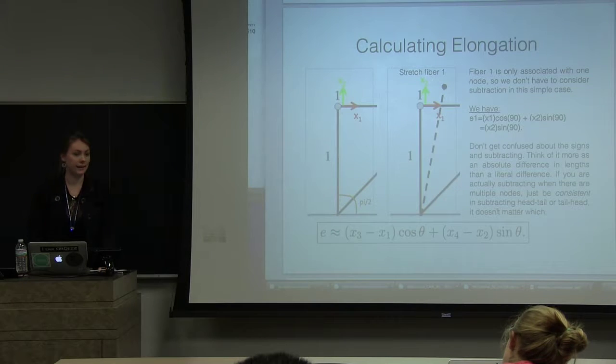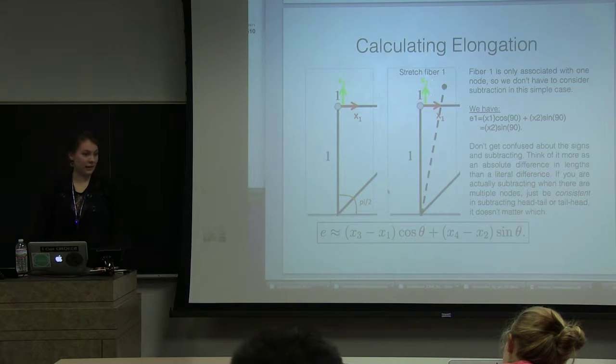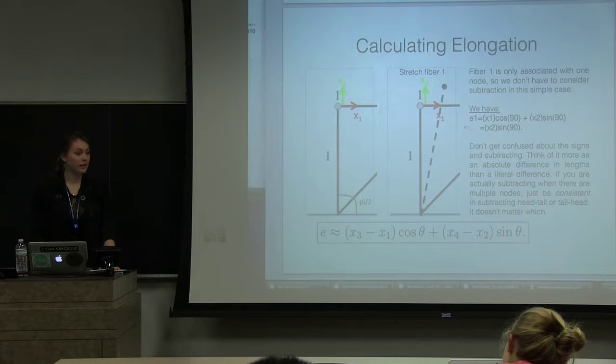90, Rachel says. Why is theta 90? What does that mean? It's the right angle. Yeah, what is theta in general? Yeah, from the right horizontal axis to the fiber. So the angle the fiber you're considering makes with the horizontal axis. So in this case we have 90, so cosine of 90 is 0. So the first term goes away, and then we're just left with x2 sine 90. All right? So it's pretty easy.